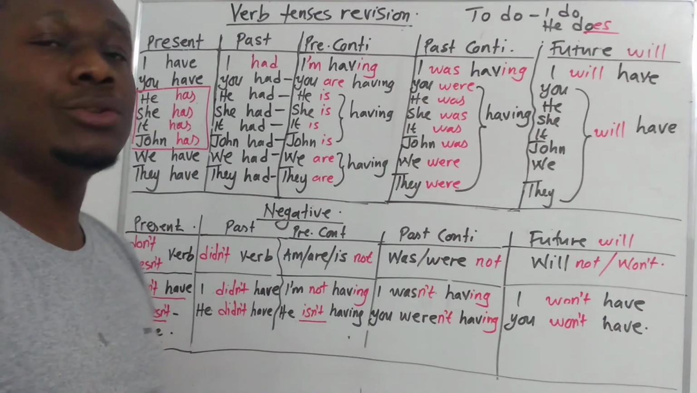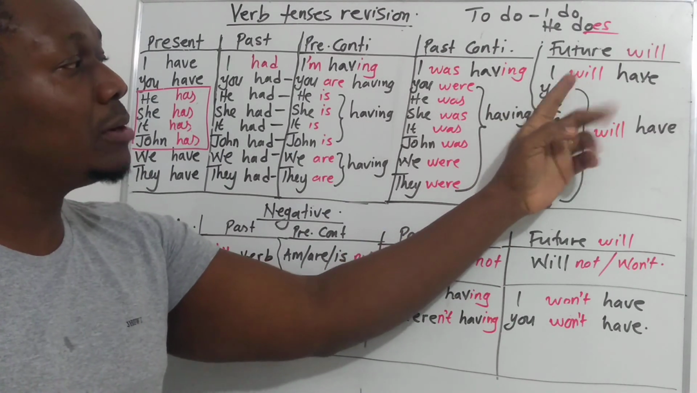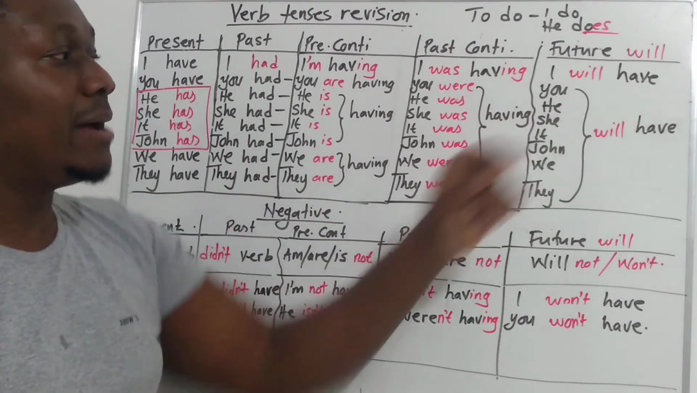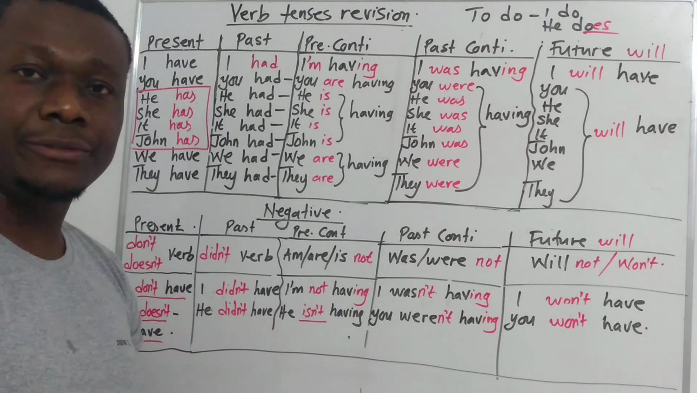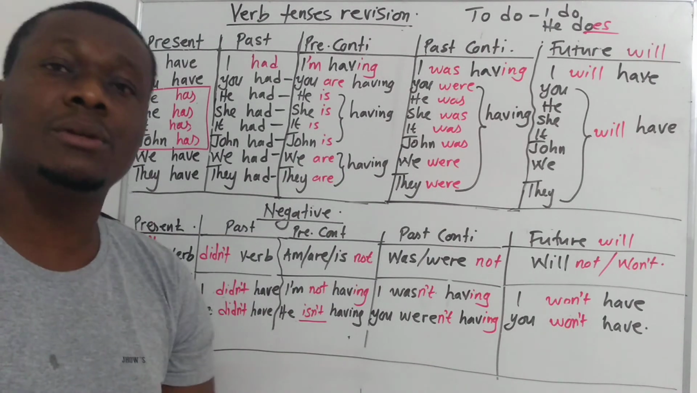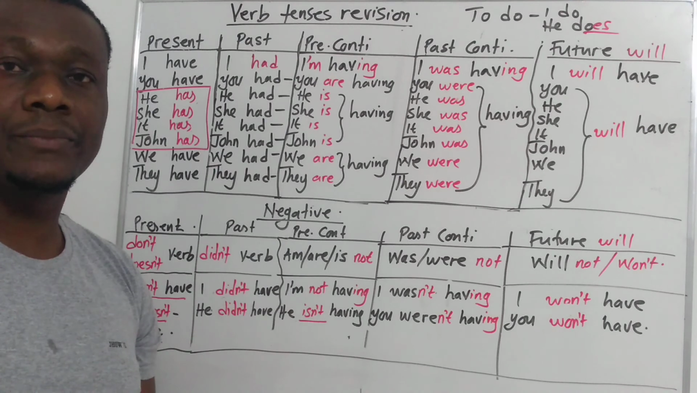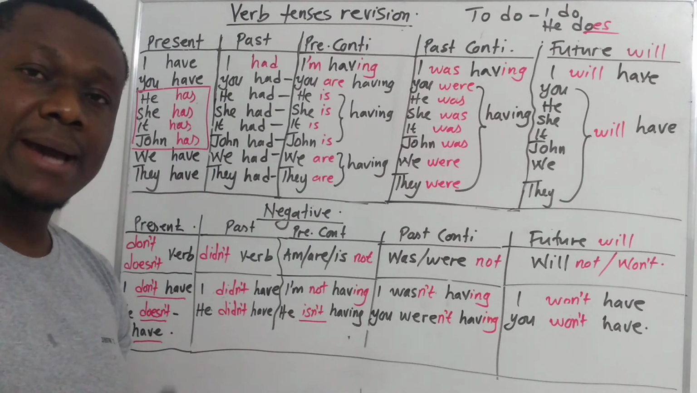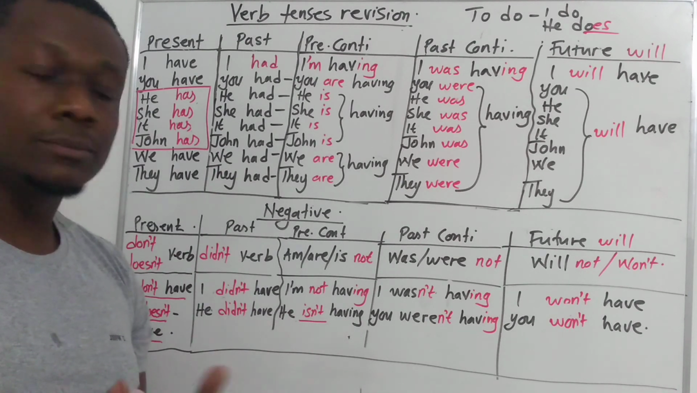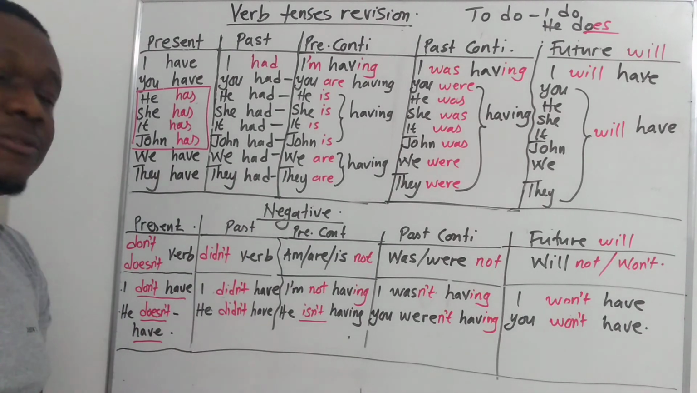And now the future, the auxiliary will: I will have, you will have, he will have, she will have. So this is very simple, but you need to practice it. Okay? Practice, you write, and you also speak. Good. Now let's go to the negative form.